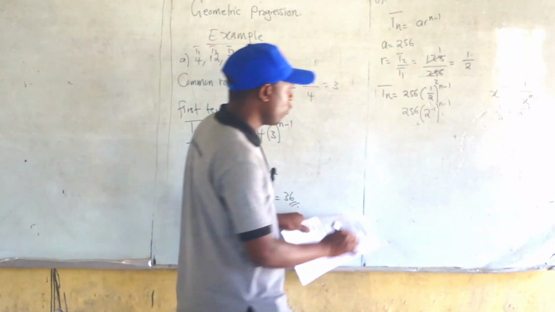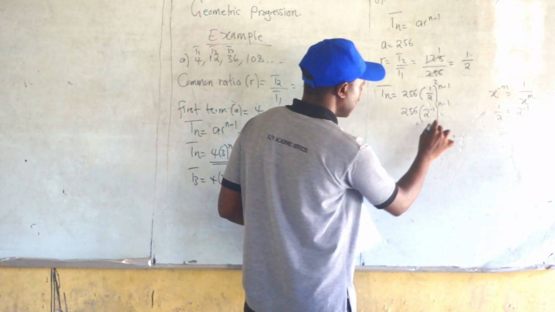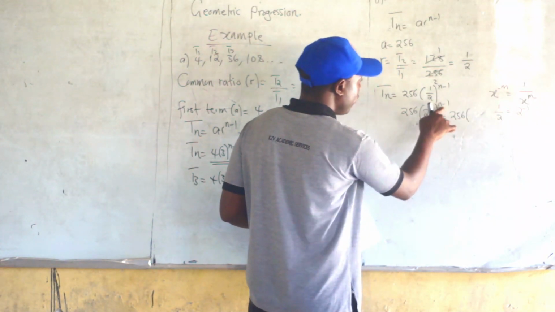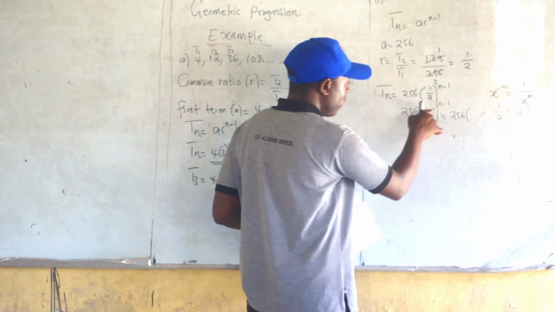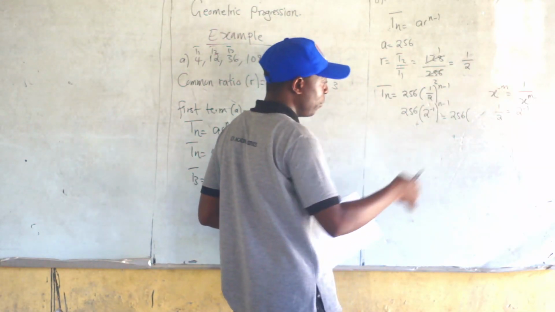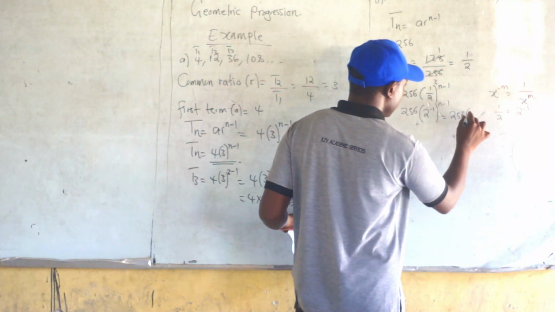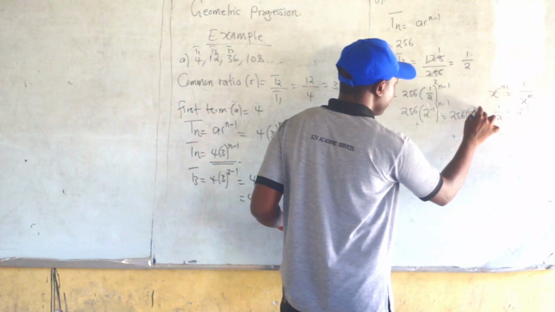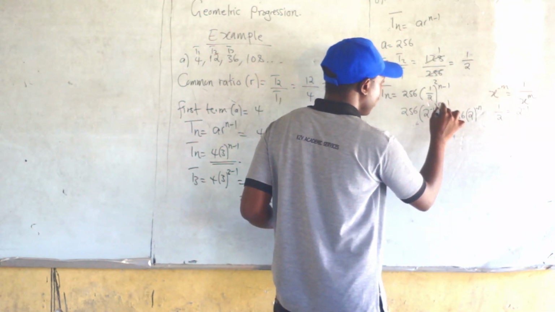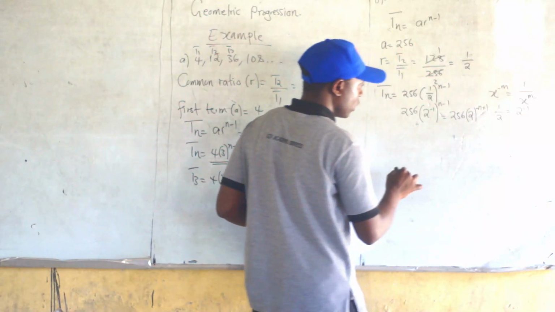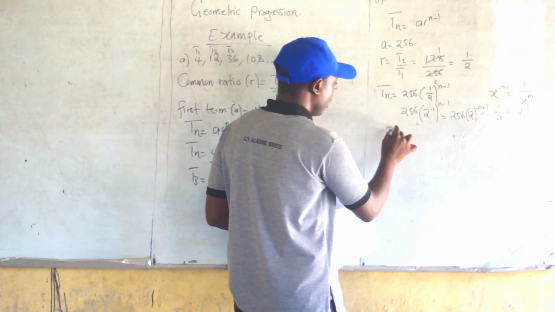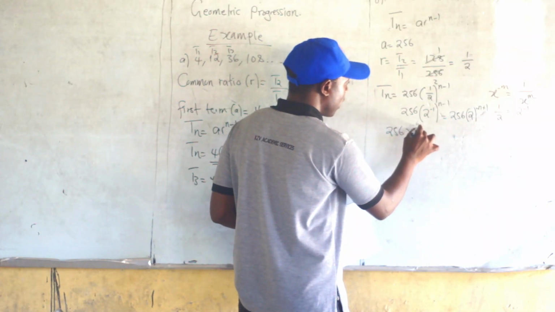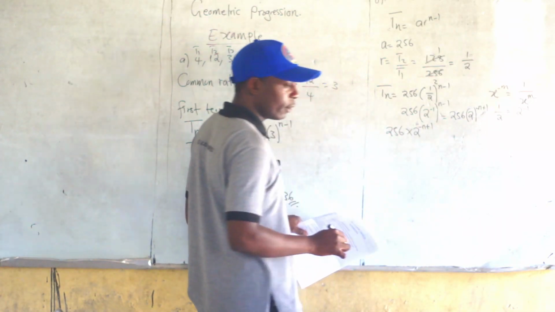Yes. Now, from that point here, we can say this is the same as saying 256, and then power of a power, you multiply the powers. If you have a power, and then another power, you multiply the powers. So here you say this is 2 to the power negative 1 times n, you get negative n. Negative 1 times negative 1, you get positive 1. So there we have 256 times 2 to the power negative n plus 1.